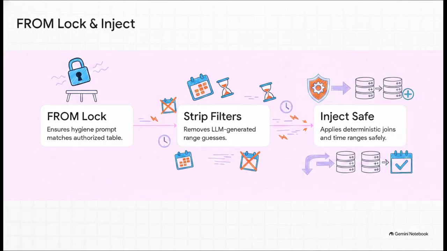Next up, the hygiene pipeline gets even tighter. We actively strip out any time ranges or filters the LLM tried to guess on its own, like last 30 days. Why do we do that? Because the internal compiler logic must be the sole, definitive author of date filters and deterministic joins. It enforces a strict FROM lock, guaranteeing the prompt can't suddenly compile against a random table that wasn't authorized.